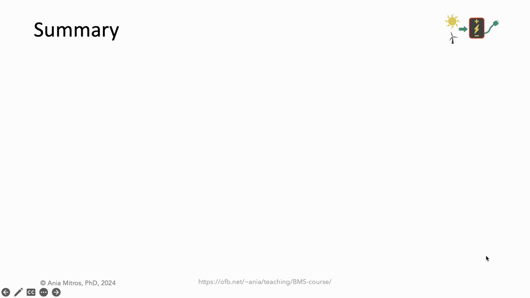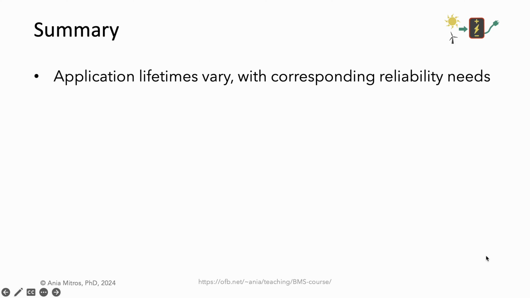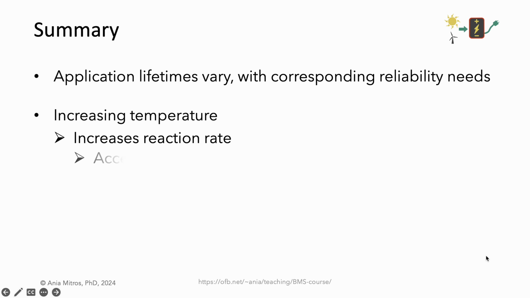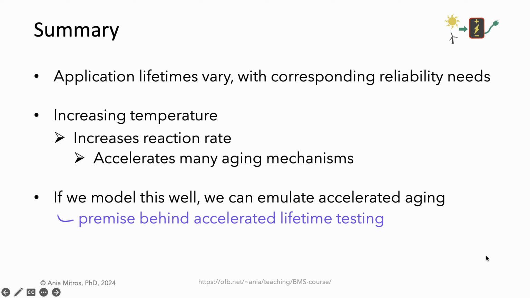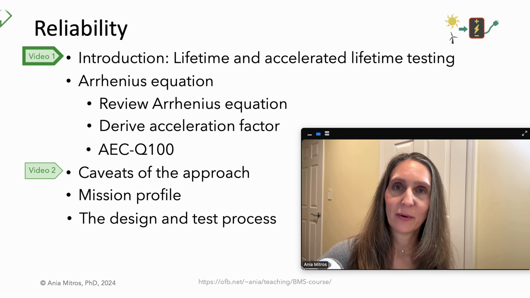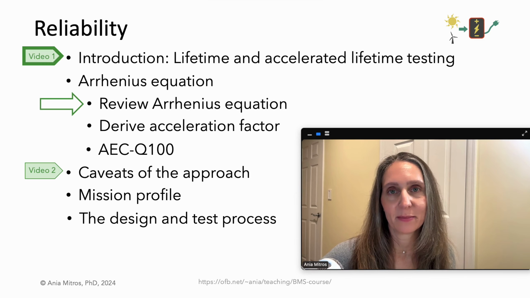To summarize what we just saw, application lifetimes vary with corresponding reliability needs. Increasing the temperature causes increased reaction rate, and this accelerates many aging mechanisms. If we model this well, we can emulate accelerated aging. That's the premise behind accelerated lifetime testing. Now, let's do some math.